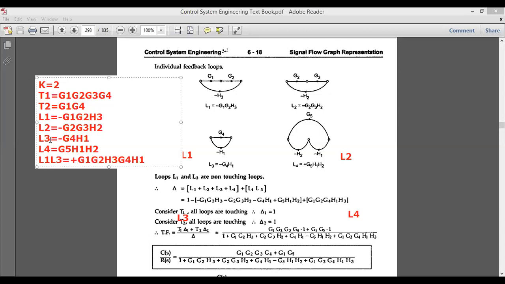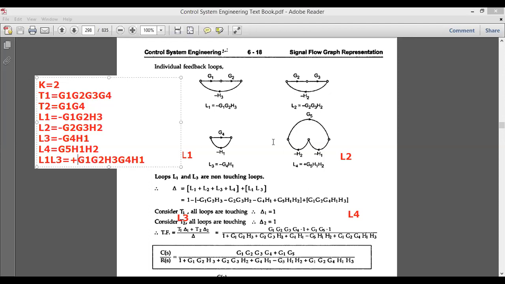Similarly, what is left now? You should compare L1 with L4 also, right? So if you compare L1 and L4, are they the same? This is G1, G2, this is H3, but here it is G5, H1 and H2.